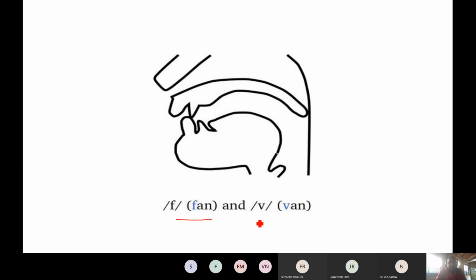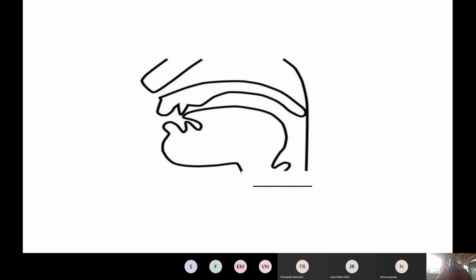As in fan, as in van. Okay, this is the key point here. If you see the upper teeth pressed against the bottom lip, that's key for labiodental sounds, right? Labiodentals. What about this one?